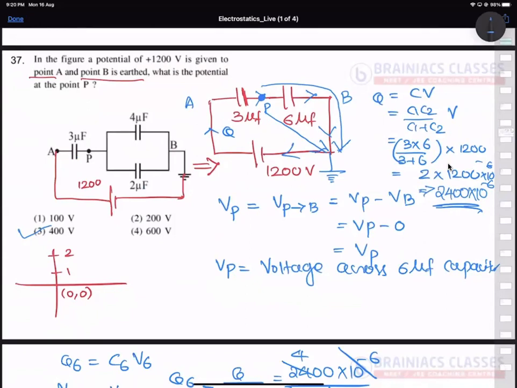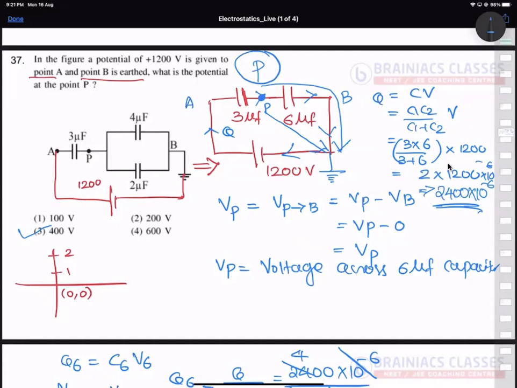Okay, so the voltage at the point P is the voltage at the point P with respect to ground. That's the meaning. The 4 microfarad and 2 microfarad capacitances are in parallel connection. So C1 plus C2, in the circuit we redrew, is equal to a 6 microfarad capacitance. VP, the voltage at the point P with respect to ground, means the voltage across the 6 microfarad capacitor.